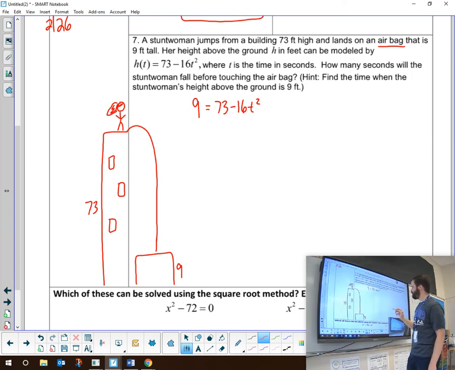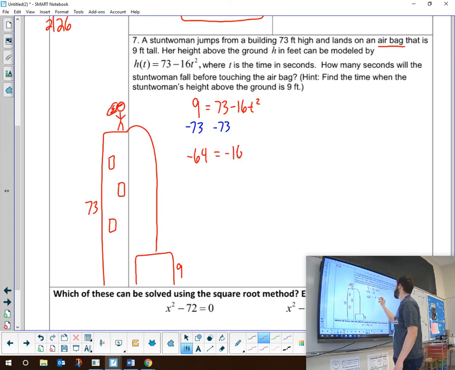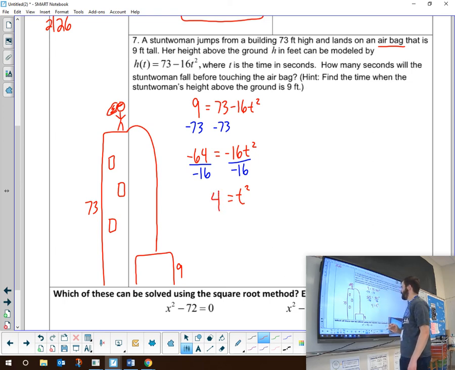And now we're going to solve for time. To do that, I need to get my whole numbers together. So I'm going to minus 73 to both sides. Sorry about that. We're going to minus 73 to both sides. And so 9 minus 73, we're going to have negative 64 equals negative 16t squared. Divide both sides by negative 16. And we're going to get t squared equals positive 4, because negative 64 divided by negative 16 is 4.